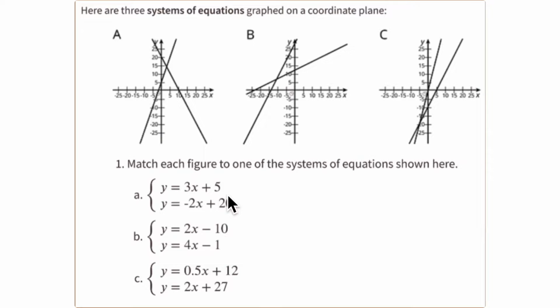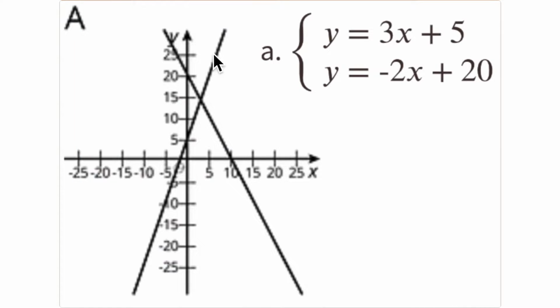And further, you can see that it matches A because this y-intercept is 5, this y-intercept right here is 5, this y-intercept is 20, and this y-intercept for the other graph up here is 20. So A matches A.